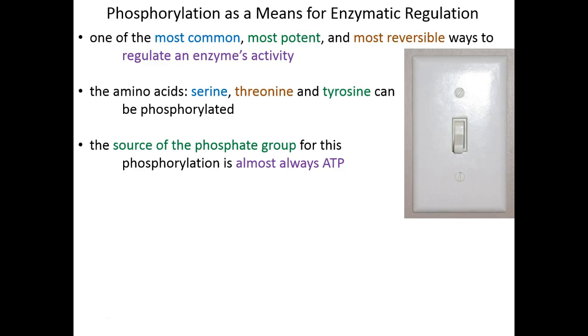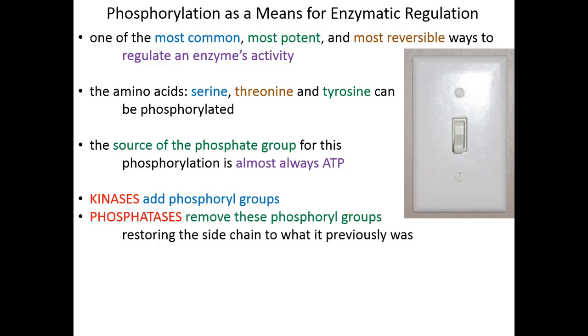The source of that phosphate group can almost always be ATP. Sometimes inorganic phosphate itself is harvested from the environment and tacked on, but most of these reactions require energy, and so by using ATP as the phosphate donor, we get a phosphate and the energy when we break ATP in half. Key terms here: kinases are a class of enzymes that add phosphoryl groups. So any time a protein has been phosphorylated, the enzyme responsible for that phosphorylation is a kinase.